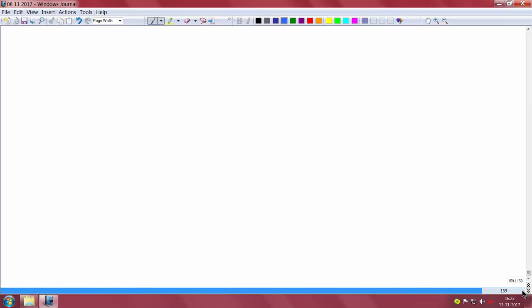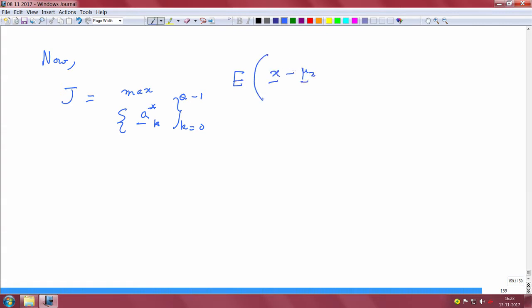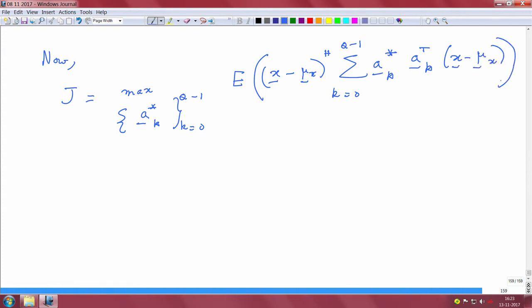Now, J equals maximization over all A_k conjugates, k equals 0 to q minus 1, expectation of x minus mu x Hermitian, summation. So, A_q Hermitian times A_q can be written with the summation k equals 0 to q minus 1, A_k conjugate A_k transposed, times x minus mu x, right, and then subject this to the following constraints.